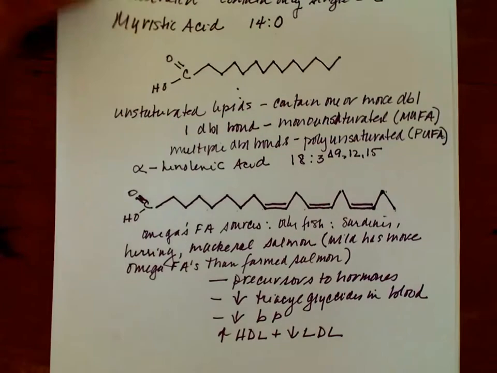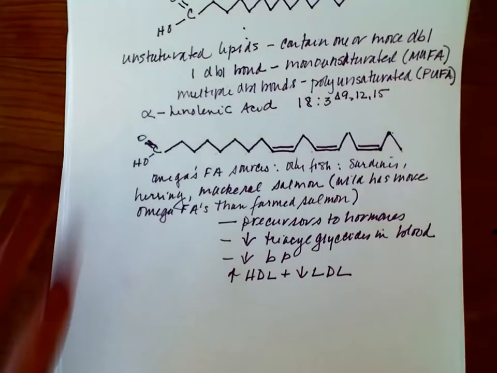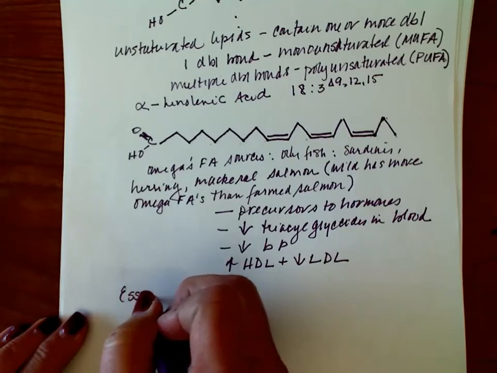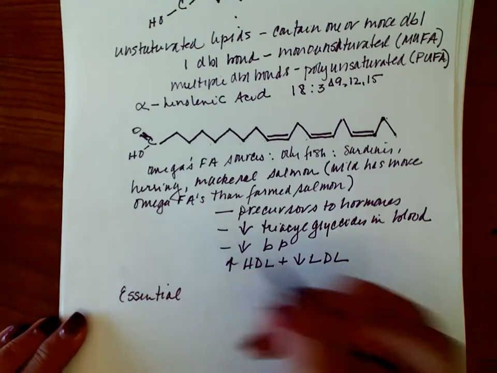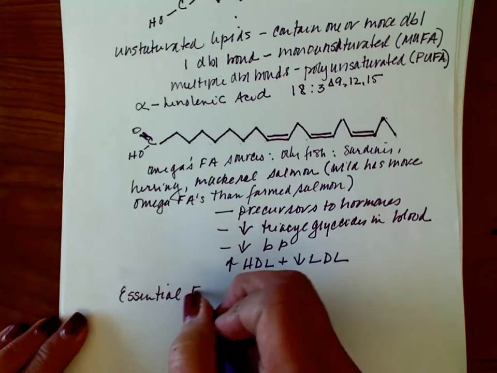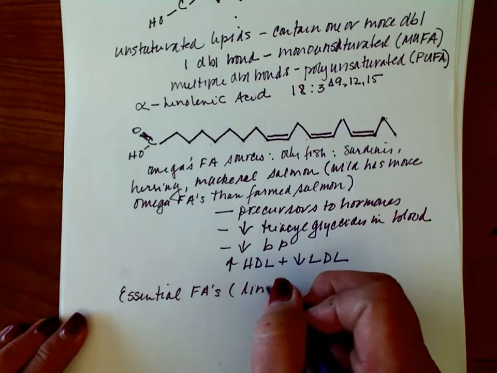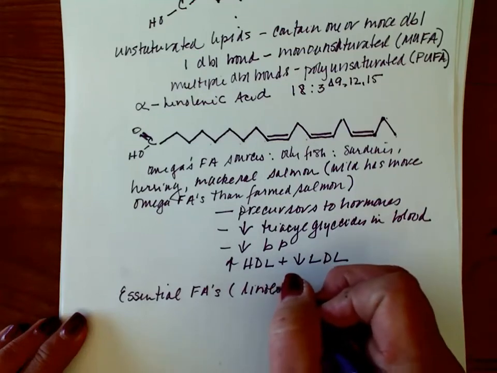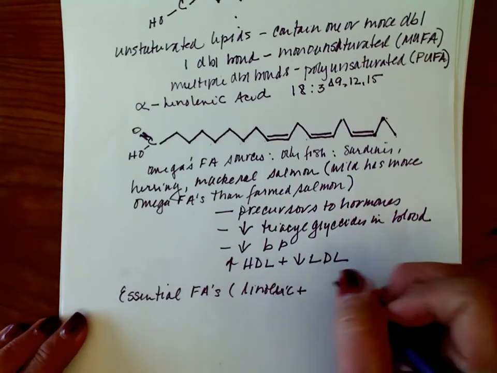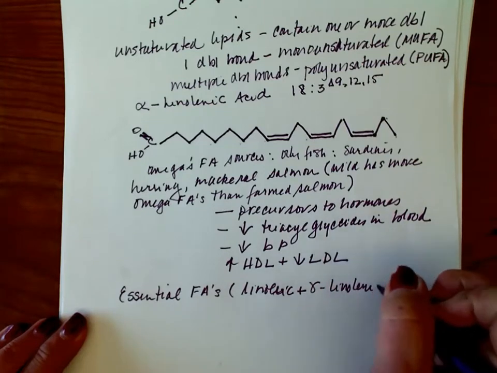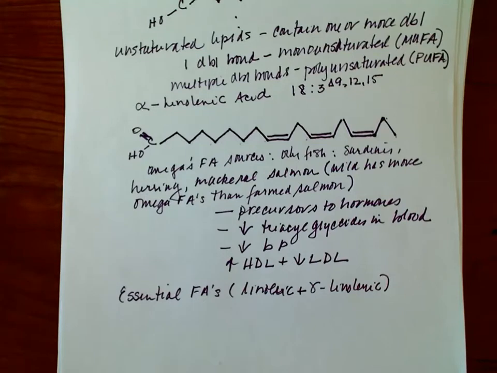There are also 2 essential fatty acids. And remember, we looked at some essential amino acids. These are linoleic and gamma linolenic. And so that means we must obtain these from sources in our diets.